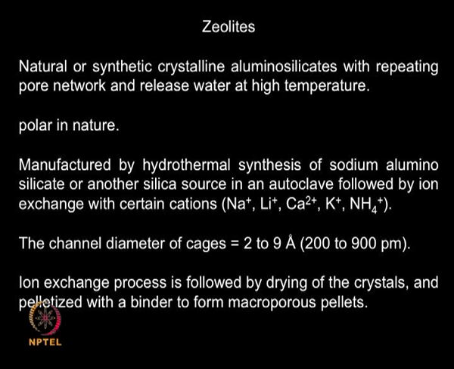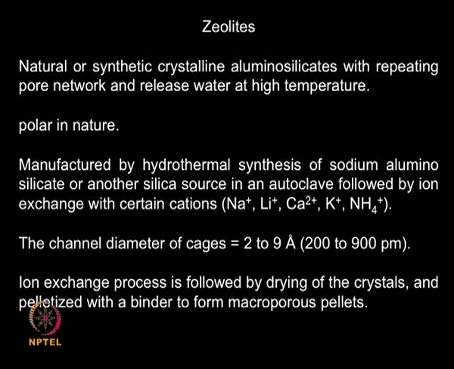So how do you manufacture this zeolite? It is a hydrothermal synthesis of sodium aluminosilicate or another silica source in an autoclave, and then you do an ion exchange with certain cations like sodium. So you get sodium ZSM5, that means sodium salt of ZSM5, or you can have a lithium salt, or you can have a calcium salt or potassium or ammonium and so on.